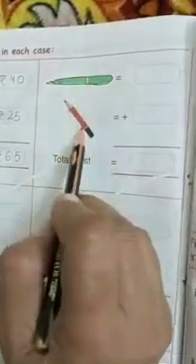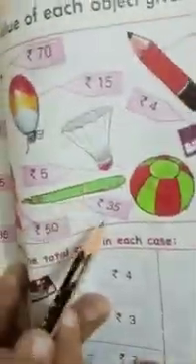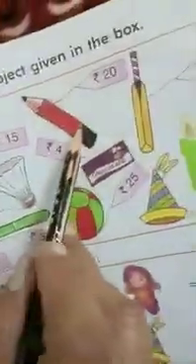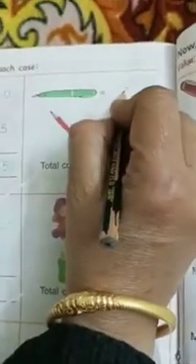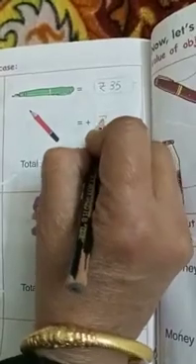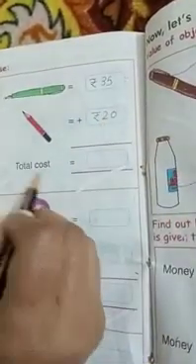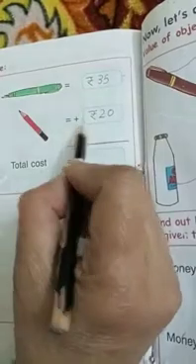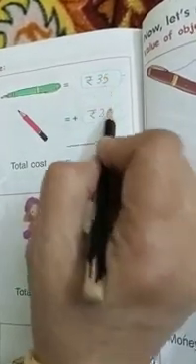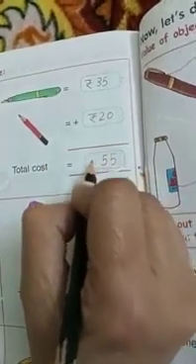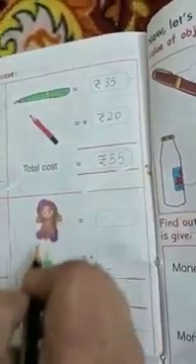Now this is pen and this is pencil and the cost of pen is 35 rupees and the cost of pencil is 20 rupees. Now the total cost, we have to add these values. 5 plus 0, 5 and 3 plus 2, 5. Rupees 55. Clear? Now next question.